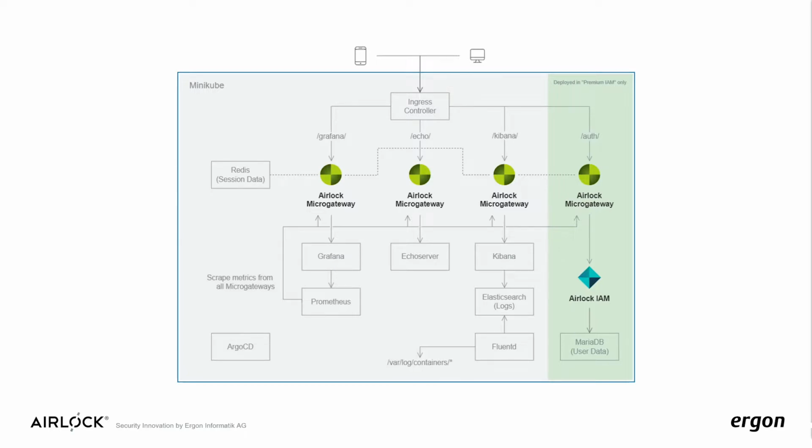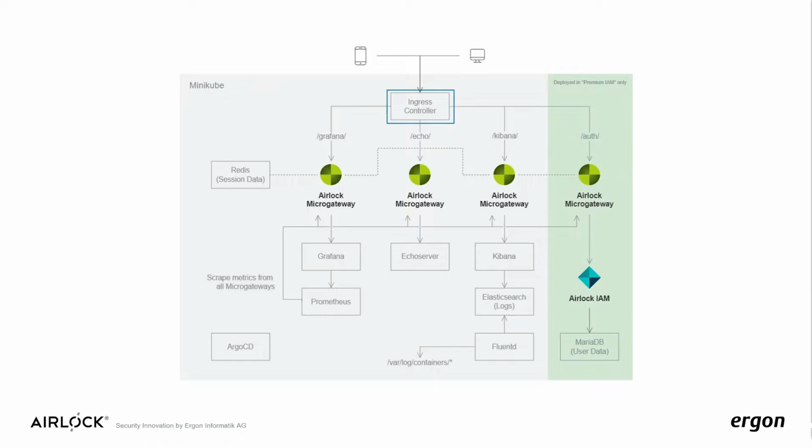Now let's go through all the main components in this architecture. The ingress controller is the first element in Minikube. It accepts all the traffic from outside of the platform and forwards it to the pods inside the platform. Each service is accessible on a specific path. So to access Airlock IAM as an example, we need to type in the IP address provided by Minikube/auth.